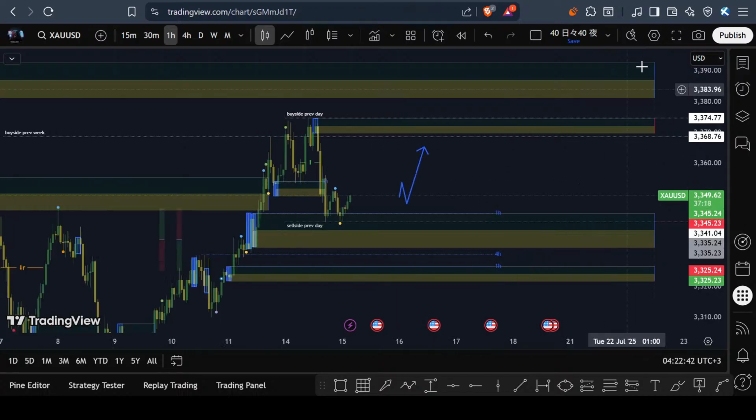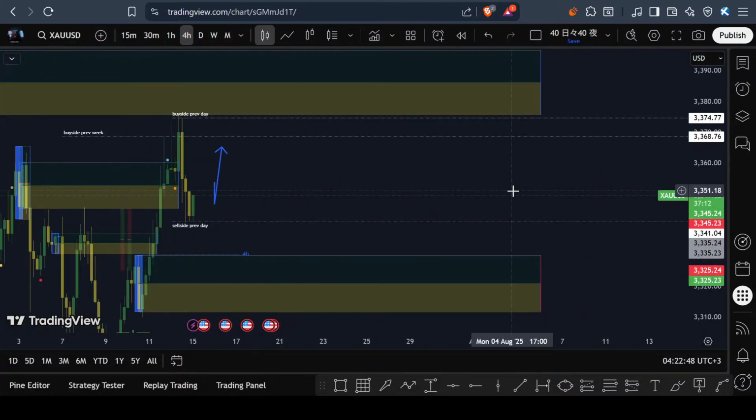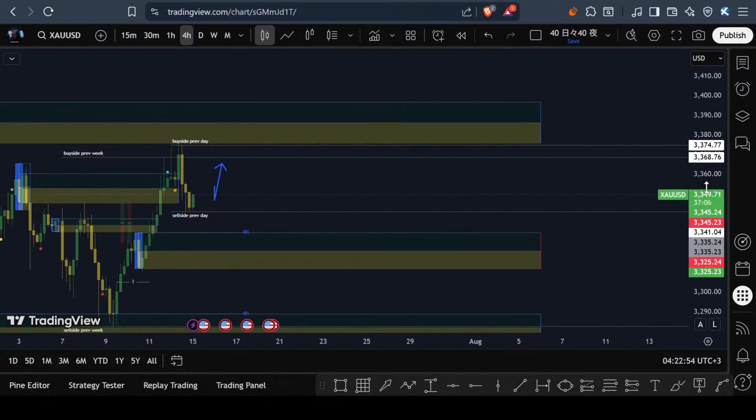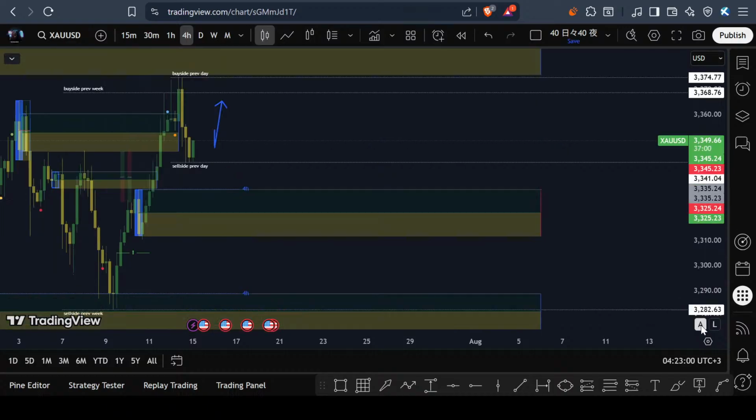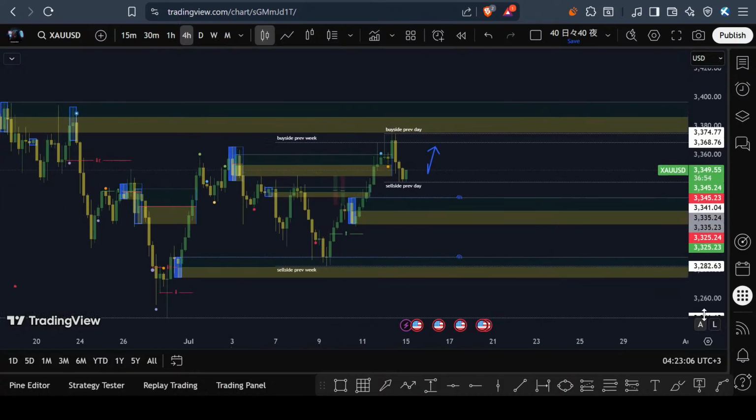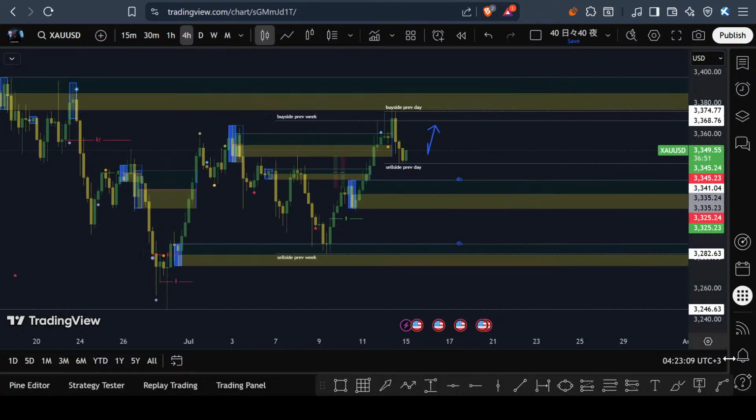So on the 30 minutes and the 1 hour, I'm waiting for that setup to play out. I tend to like to leave my charts at the 4 hour. So essentially what we're waiting for is the 30 minutes. I'll be back here in the next 30 minutes.